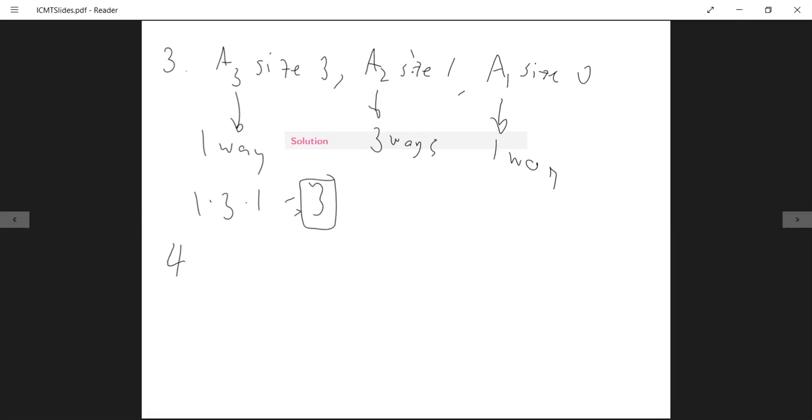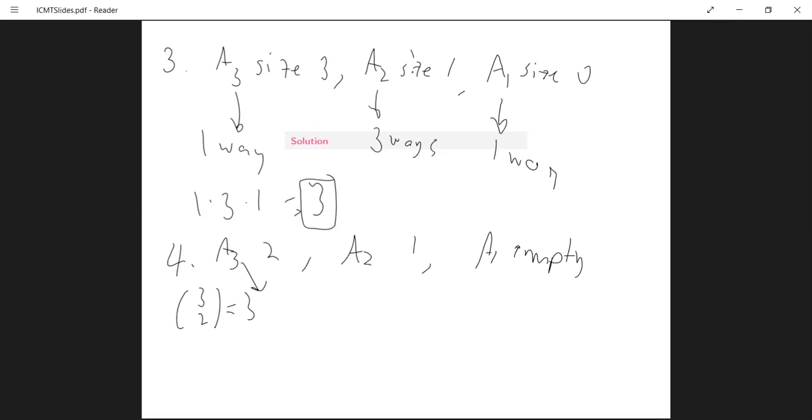Finally, for the last case, we have that A3 has size 2, A2 has size 1, and A1 is empty. So now there are 3 ways to choose A3 since we have 3 choose 2, which is equal to 3. A2 we can choose in 2 ways because it just has to be one of the elements of A3. Now since A1 is empty, we have 1 way. So 3 times 2 times 1 is 6.